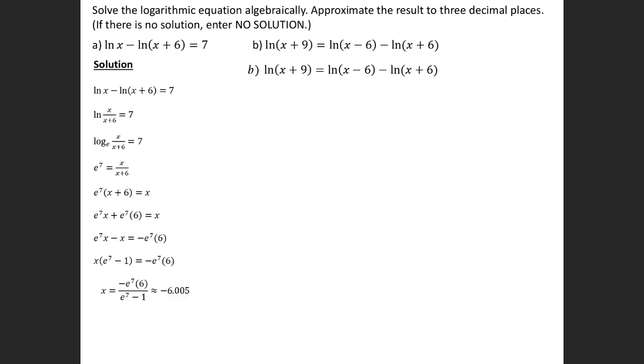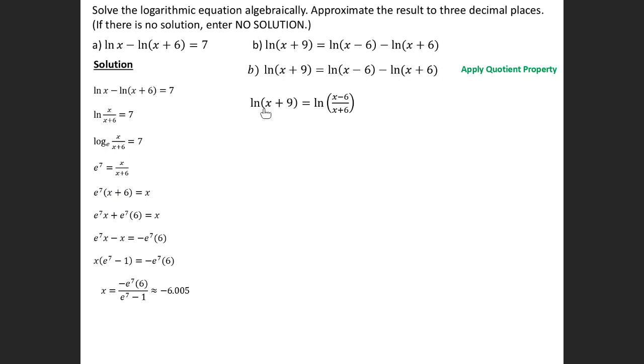I think the next one, let's see what that one would be. So here I have a bunch of natural logs everywhere. My goal is to have one, because then I can change it to exponential form. Or if I have two, one on each side with the same base, I can apply the 1-to-1 property. And so we can start combining some of these. So natural log of x minus 6 minus natural log of x plus 6, I can combine those using the quotient rule. So I'm going to divide x minus 6 by x plus 6.